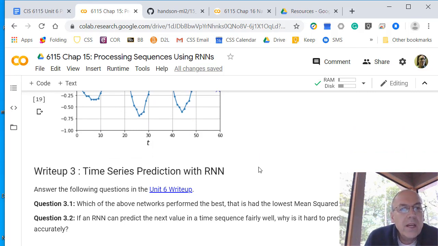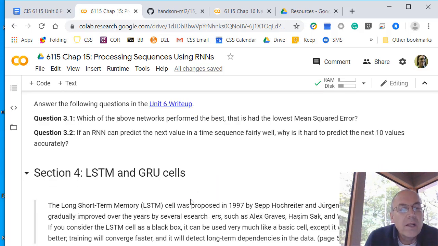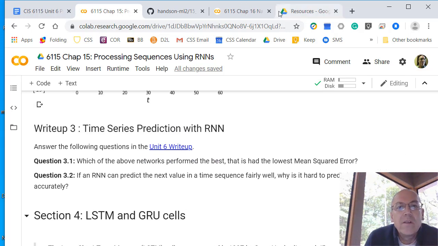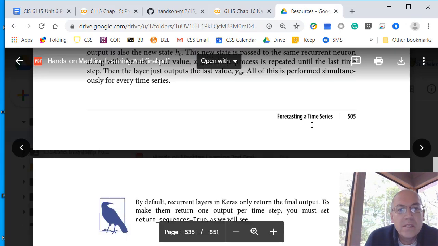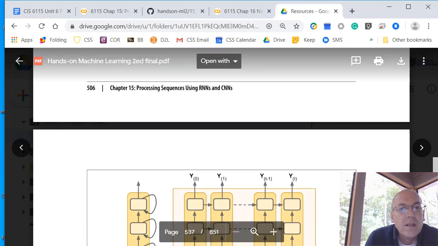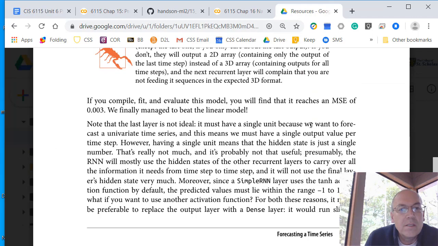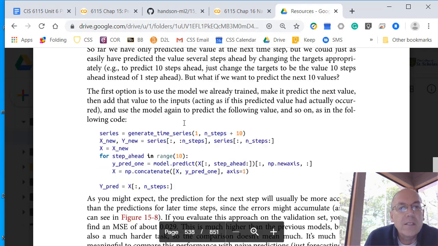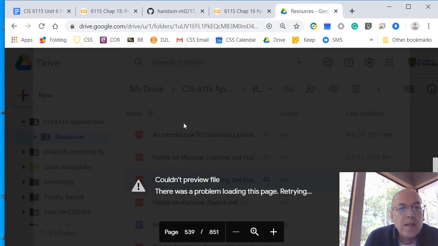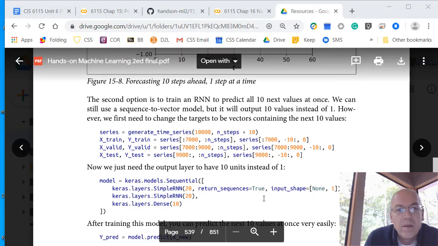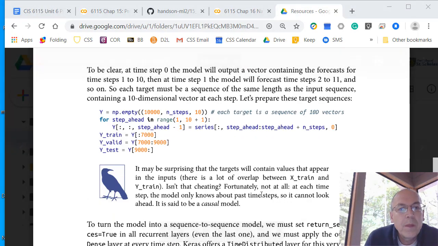So again, do your write-up about these recurrent neural networks and how they generally work. Now, one of the challenges with recurrent neural networks, let me just jump through the textbook here. Okay, yeah, we're doing deep networks and forecasting multiple times ahead here.